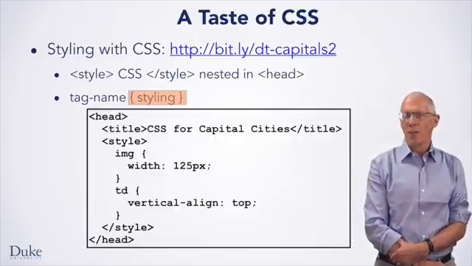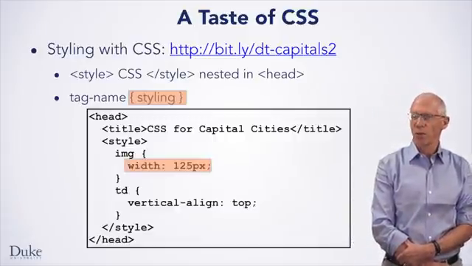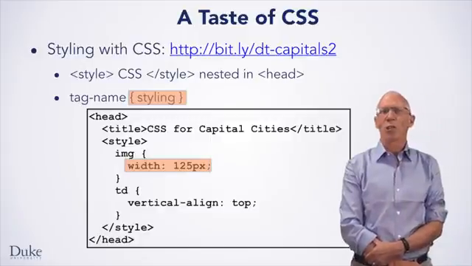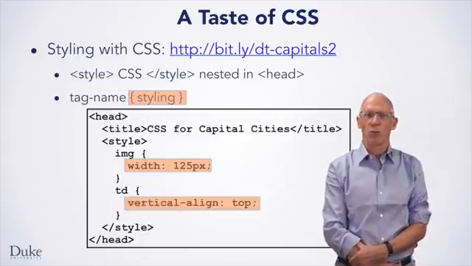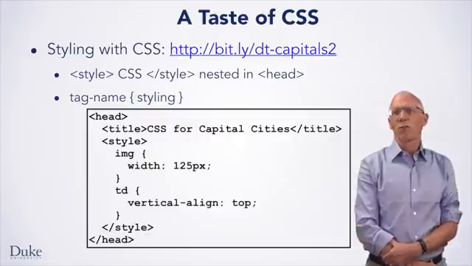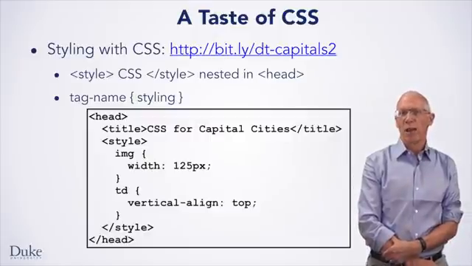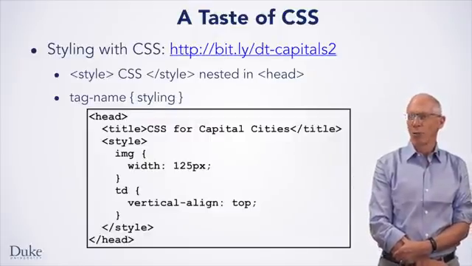We've shown how to make the width 125 pixels for each image and how to vertically align the tops of each photo shown. As we explore more of CSS and HTML, you'll learn how to create web pages using established best practices.